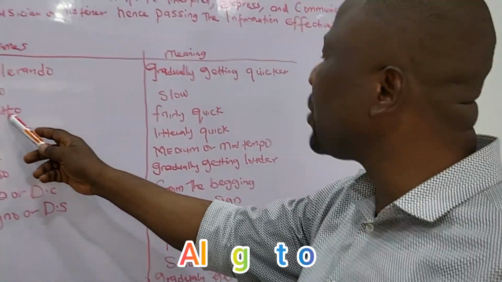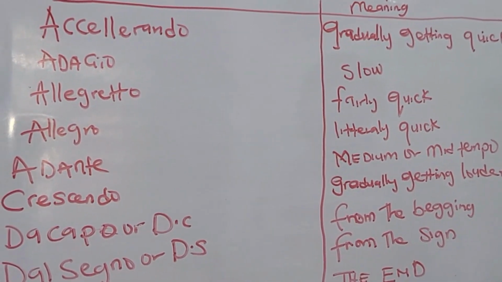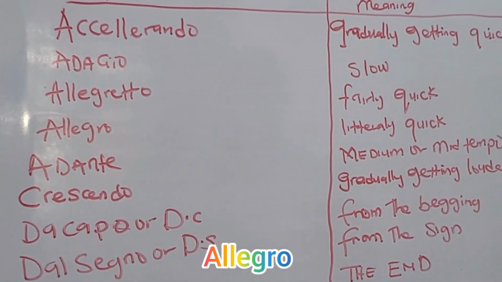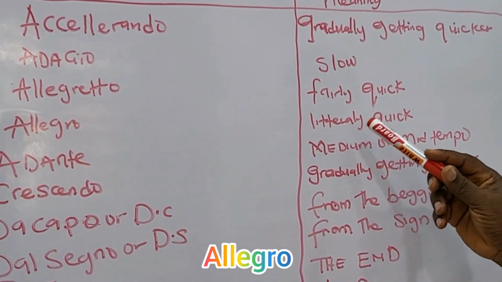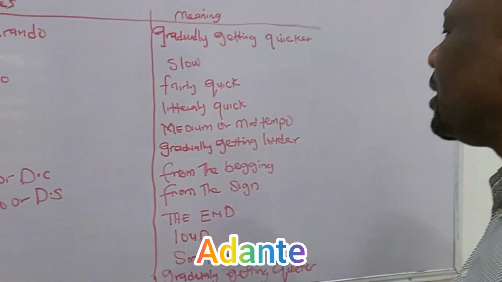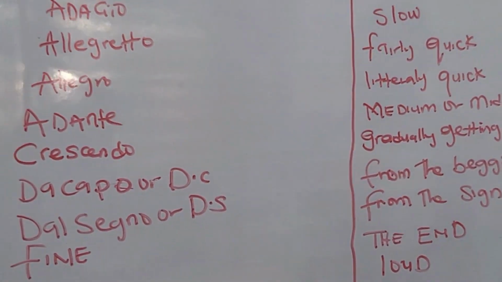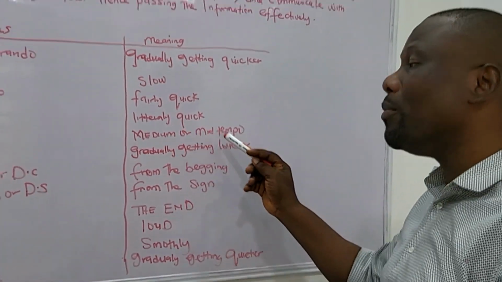When you see allegretto in music, it means play this music fairly quick. If you see allegro in music, it means play this music literally quick. If you see andante in music, it means this music is mid-tempo. It's not too fast, it's not too slow. You should be playing medium or mid-tempo.